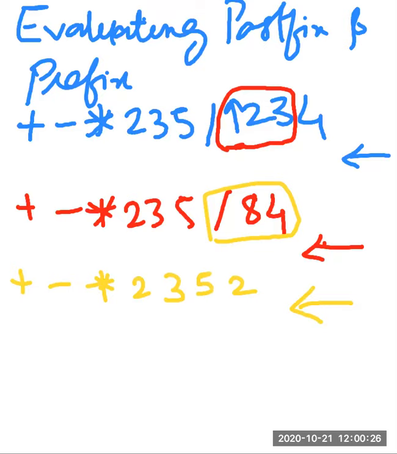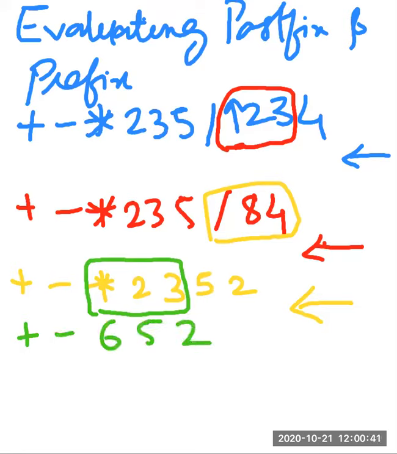Now again scan the expression from left to right. You'll find the first operator, multiplication. So group the operands. So this will become plus, minus, 6, 5. Again scan the expression from left to right. You find the first operator. So 6 minus 5. So this becomes plus 1 and 2.